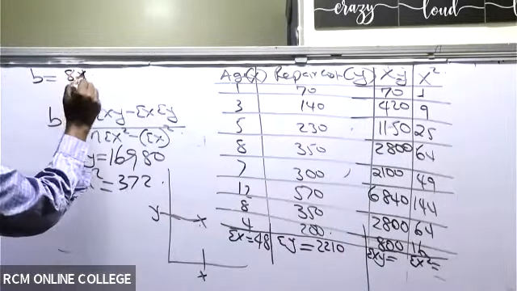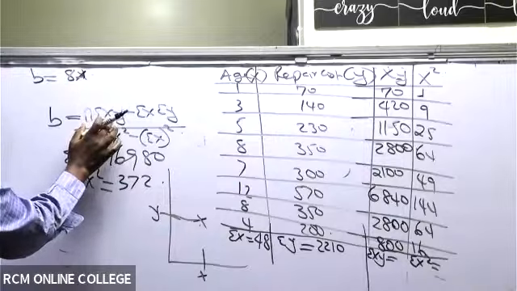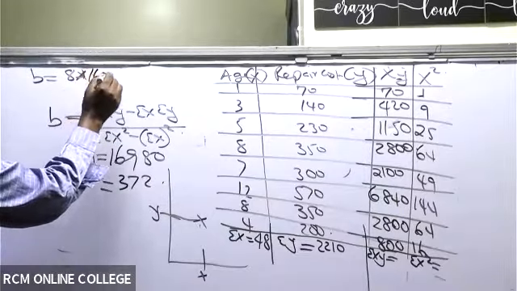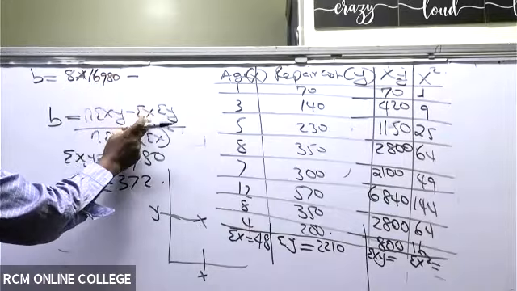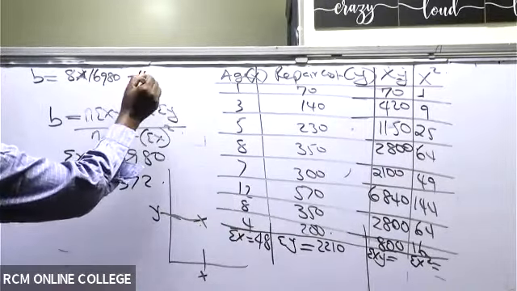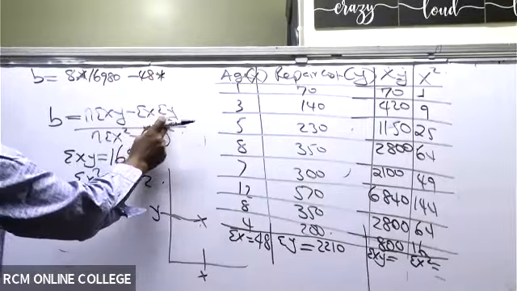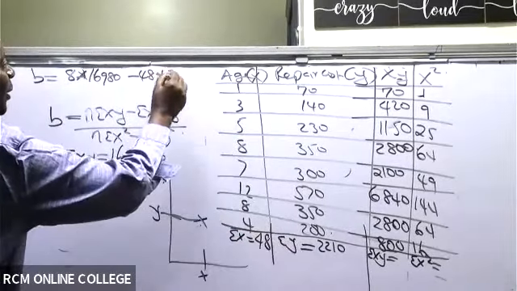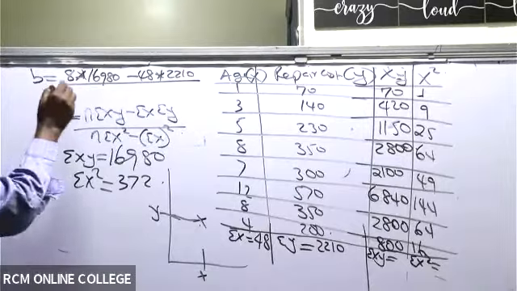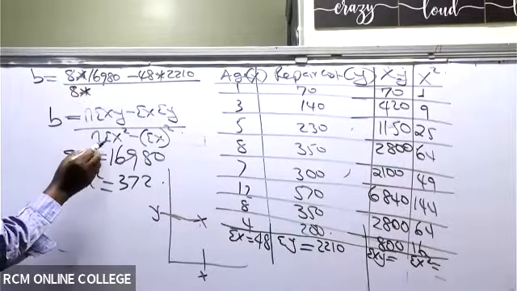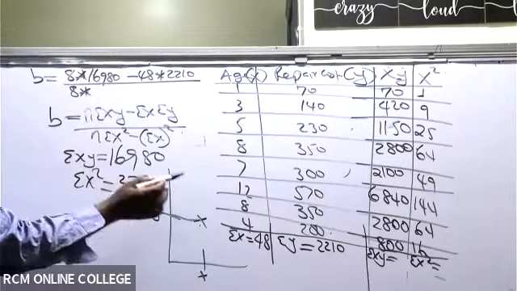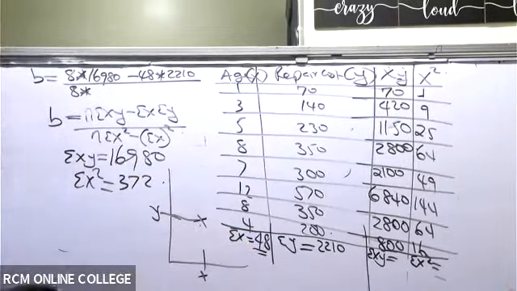So 8 times sum of xy. Sum of xy, we have it here. It is 16,980 minus sum of x, which is 48, times sum of y. Sum of y is 2210. All over, we have n again, which is 8, times summation of x squared. Summation of x squared, don't take this sum of x here squared, no.